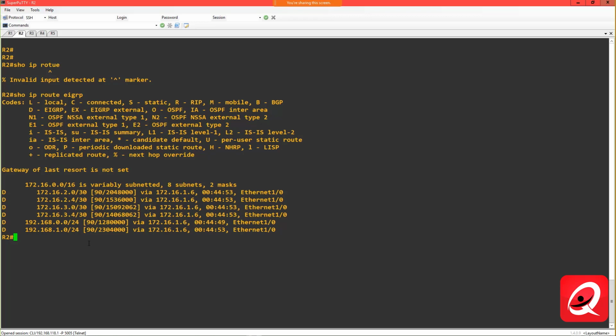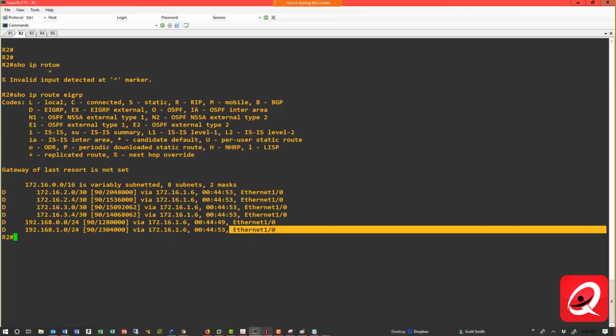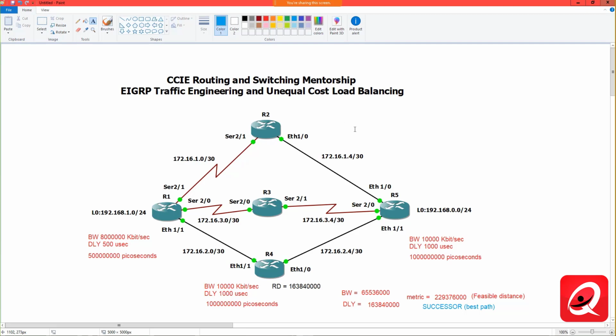And I am seeing the 1.0 subnet, and it is going out of Ethernet 1.0. Actually, this is exactly what possibly, well, I don't know if this should be happening or not. So actually it makes perfect sense. Okay, so router 2, and this is where we talk about the traffic engineering concept.